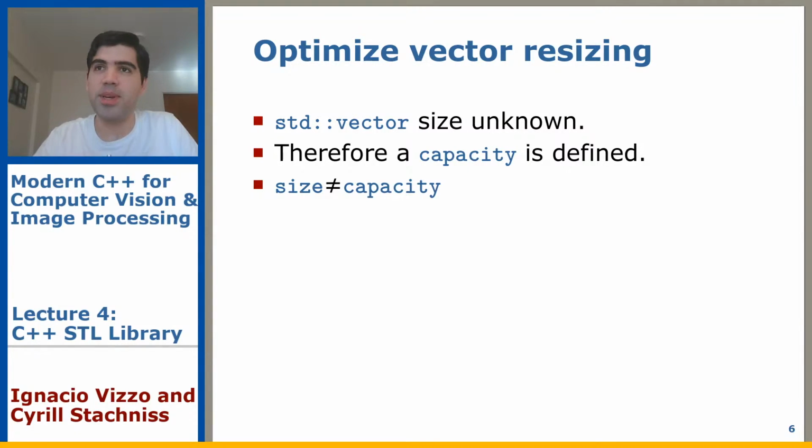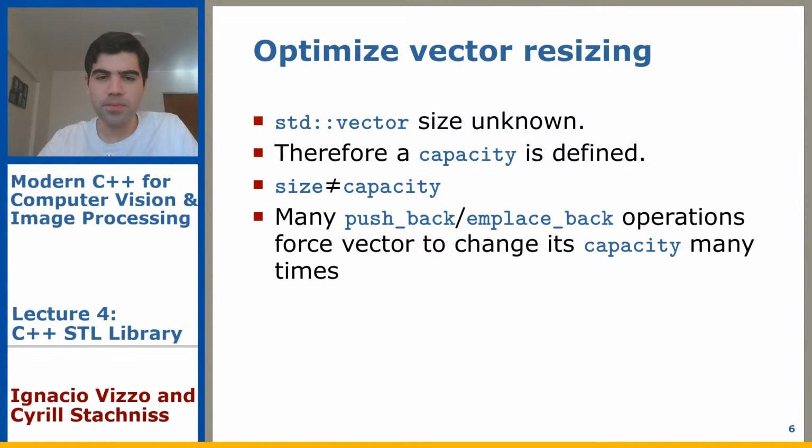Let's say you declare a vector of int, and then depending on the compiler and the implementation, it can say, okay, I will just grab 100 elements of memory just in case. In this case, the size will be 0, but the capacity will be 100, right? And when you start adding elements to this vector, then this capacity will increase over time. And this is time consuming, right? Many push_back or emplace_back operations force the vector to change its capacity many times, and this will slow down your program.